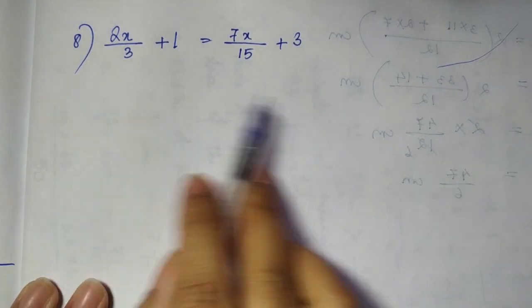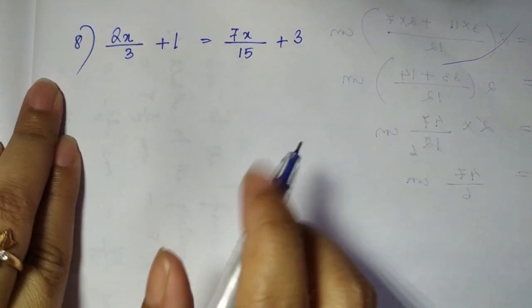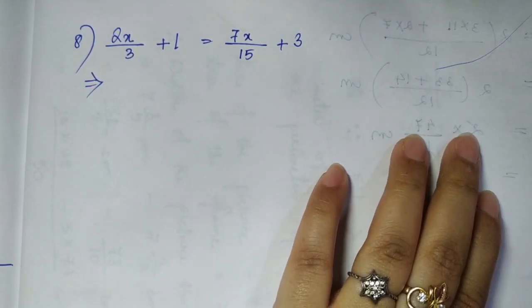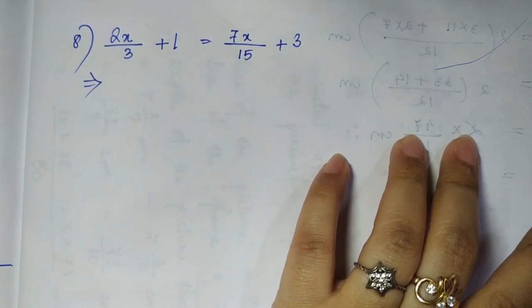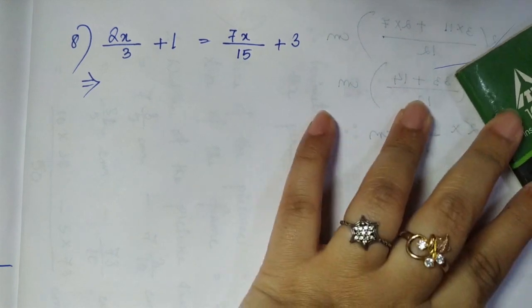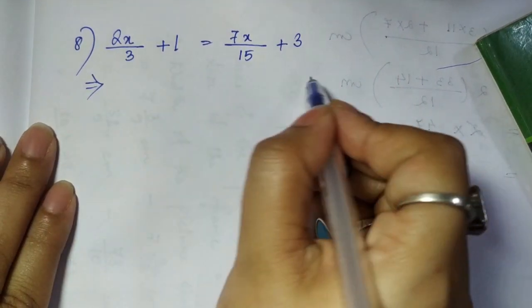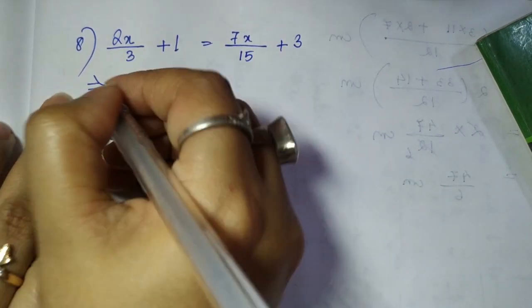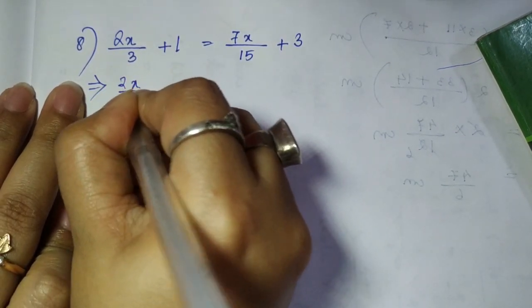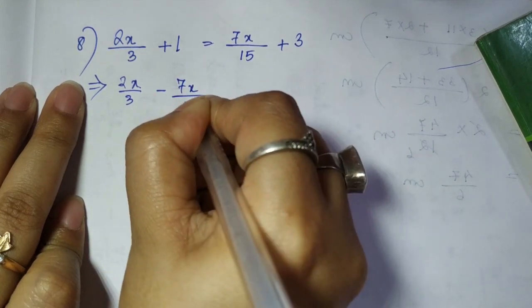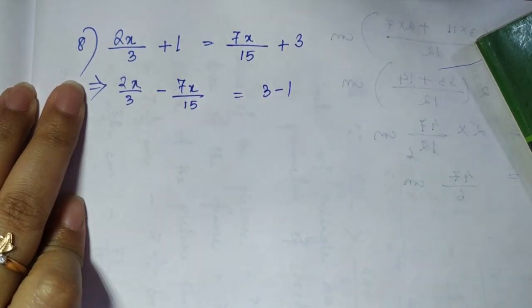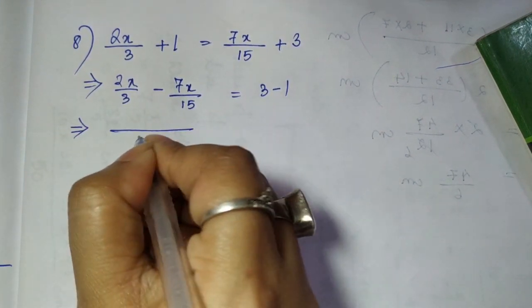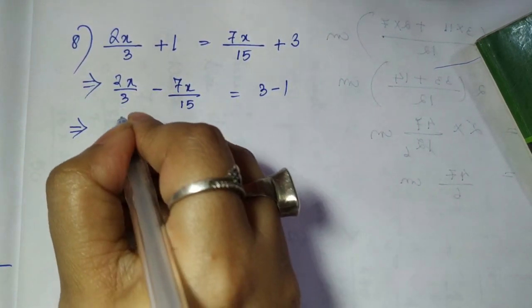Okay, so this is my equation for question number 8. Here you can do two things. First, you can either find the LCM here itself, or you can transfer the constant to this term and bring the variable side to this term. I'll do it this way, or you can find the LCM here also. Same. Now LCM is 15.